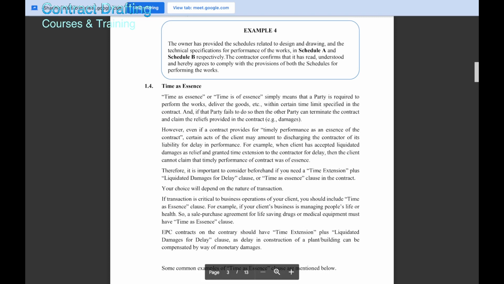So a justification or the compensation in terms of time extension or payment of LD reduces the value of the time as essence clause.